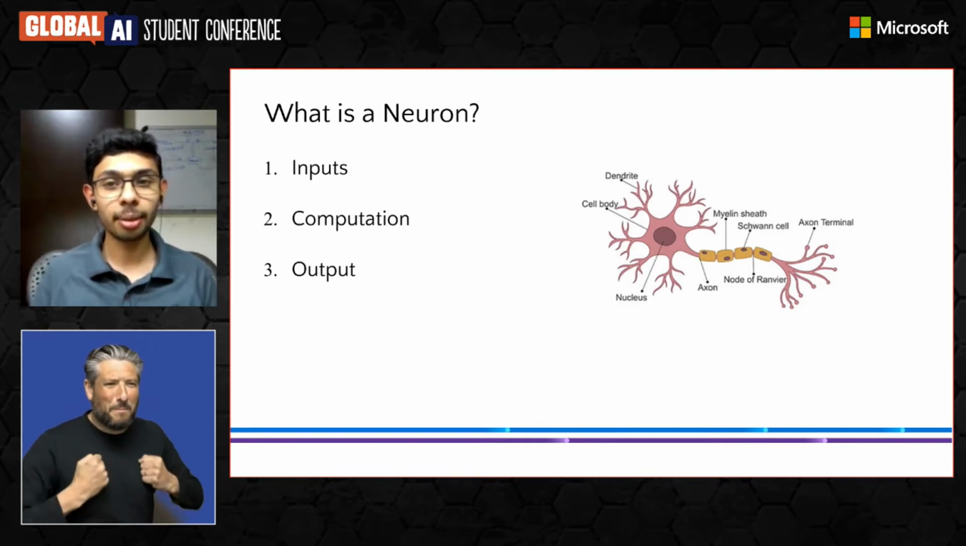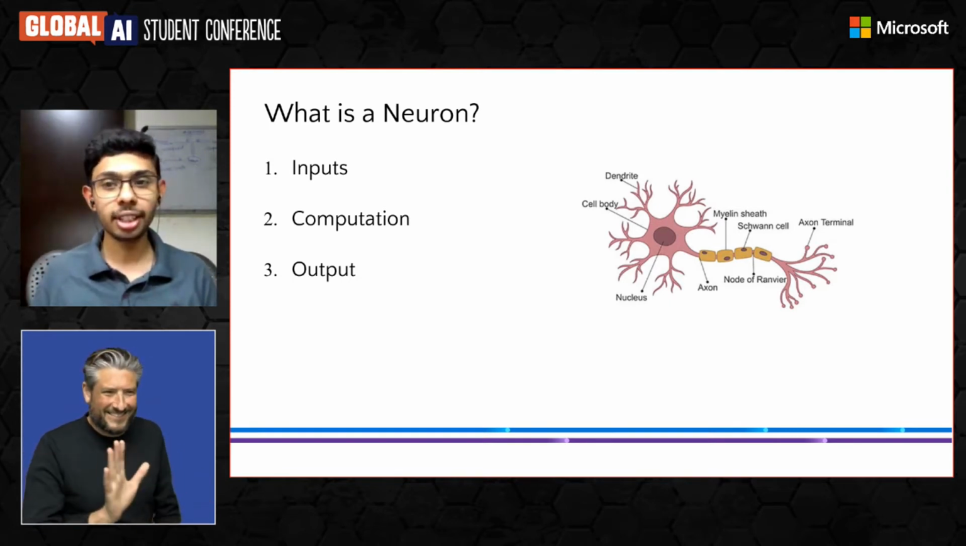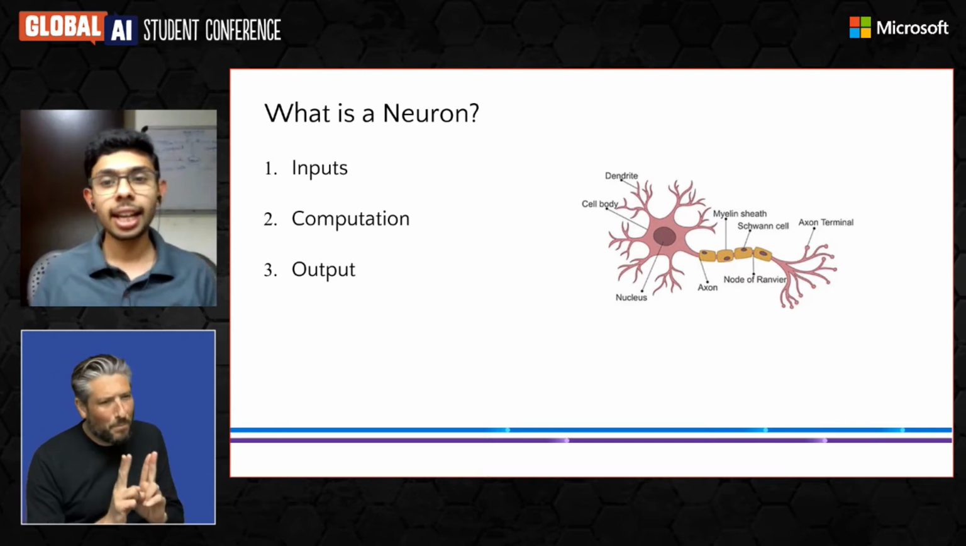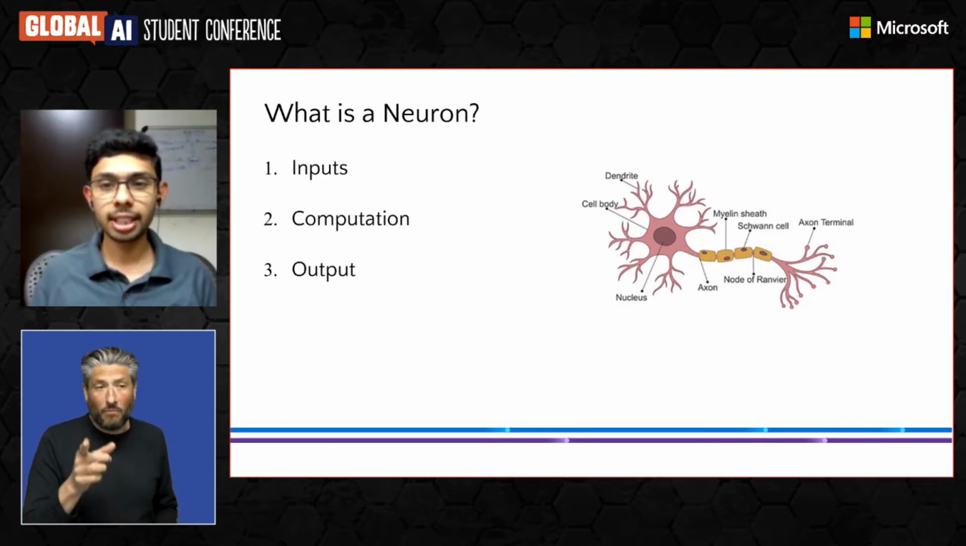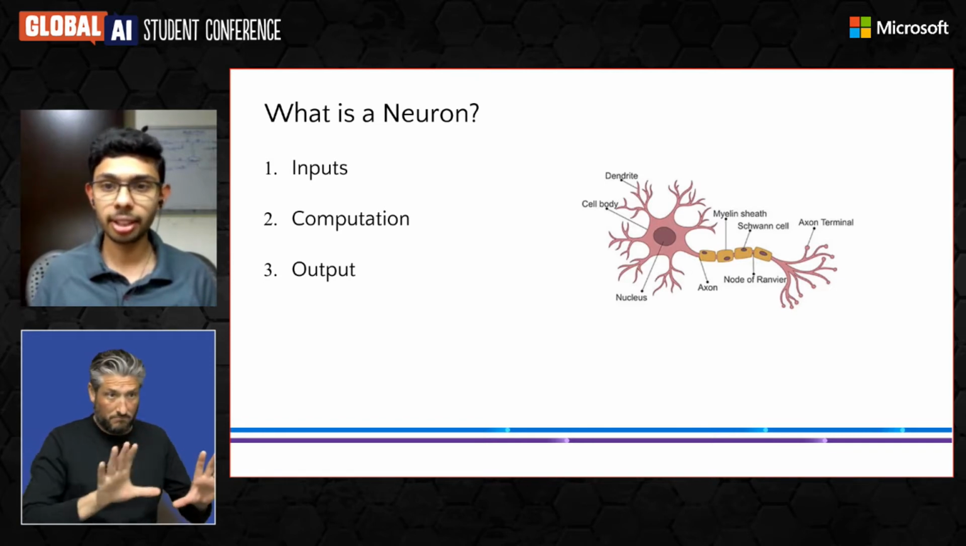So just to start off, I don't want to make this feel like a biology class, but I just wanted to point out a couple of things about a biological neuron before we move further. As you might already know, this is how the neurons in our body look.